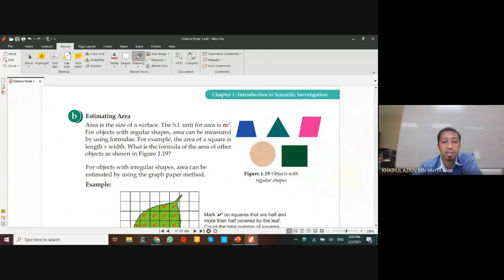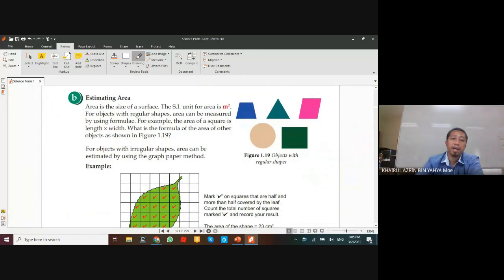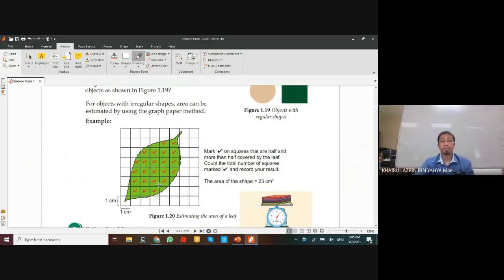This one is for estimating area. Area is the size of a surface. The SI unit for area is meter square. For objects with regular shapes, area can be measured by using formula. For example, the area of a square is length times width. What is the formula of the area of other objects as shown in figure 1.19? Okay, this one, figure 1.19.